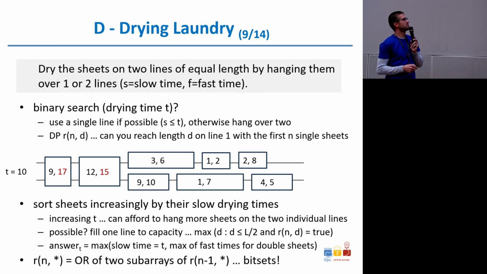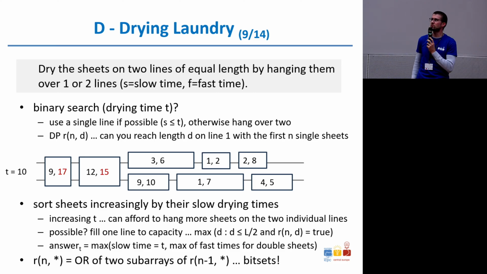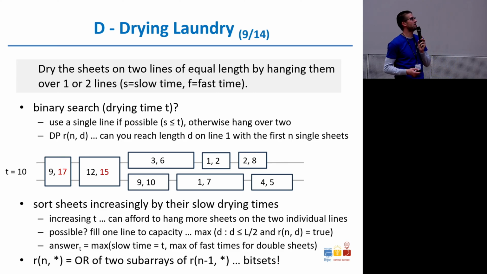So these two use up some space, and we are left with some shorter lines, and on these two lines we have to arrange whatever is left, and we have a Knapsack-like problem which we can solve with some dynamic programming, where we're solving subproblems of the type whether we can reach some fixed length d by using the first n of the sheets that are still left to be used.